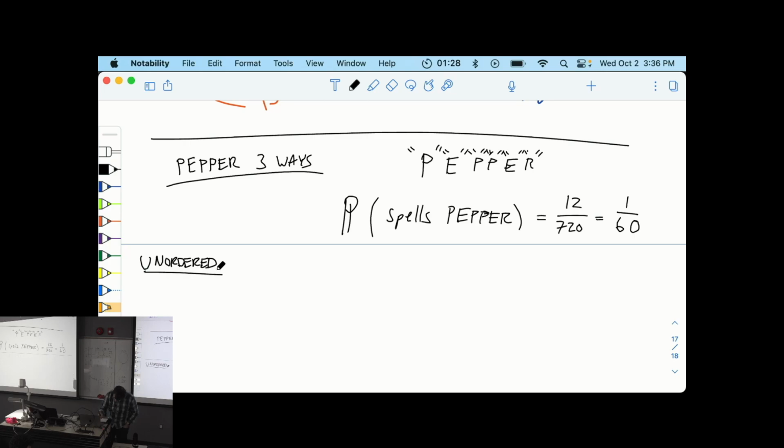And in the unordered way, I only ever use these choose things. So there's going to be these choose things floating around. There's going to be like 6 choose 2. There's going to be like 6 choose 3. These things. So using things like this. Okay, so here's the first way.